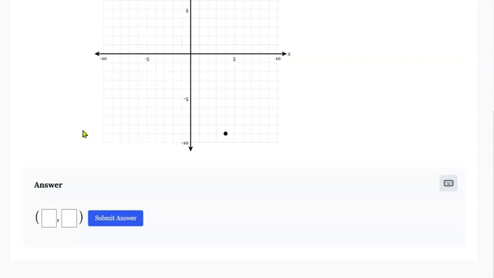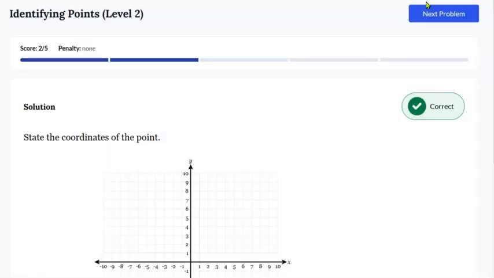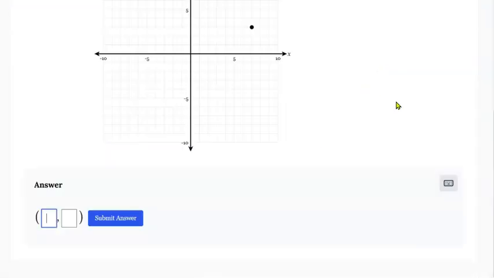So on the x-axis, we move 4 to the right, but on the y-axis, we move down 9. Last one. Count your x-axis first. So this first move is 5, 6, 7. 7 on the x-axis, and 1, 2, 3 along the y. 7, 3.